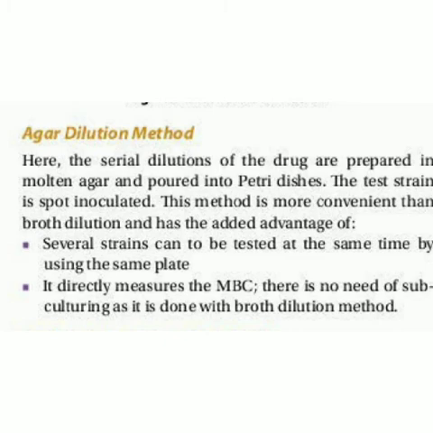Next one is the agar dilution method, and this method is more convenient than the broth dilution method. Why? First, how it is done. Here the serial dilutions of the drugs are performed in molten agar and poured into petri dishes. Then the test strain will be inoculated. It is more convenient because it has an added advantage that several strains can be tested at the same time on the same plate. There is no need of changing the plates every time. And next, it directly measures the MBC. There is no need of subculturing into another nutrient medium.